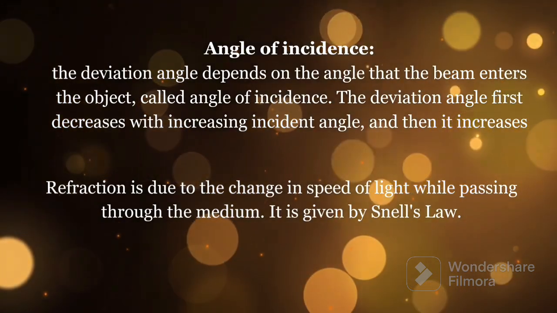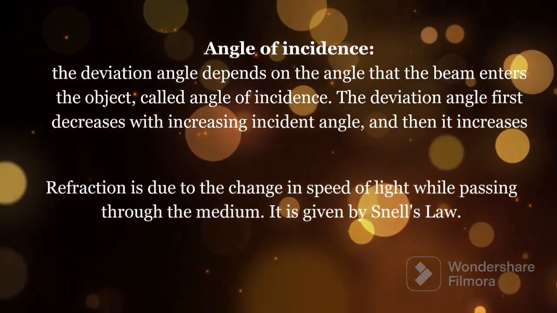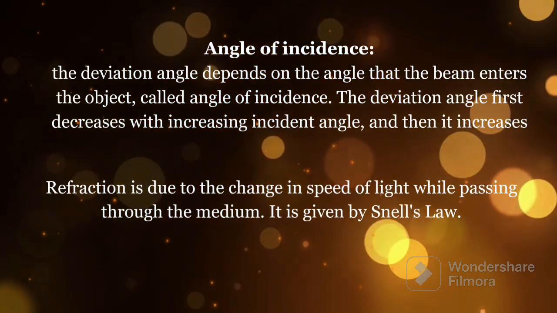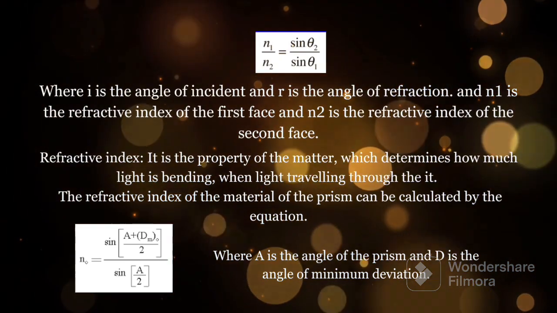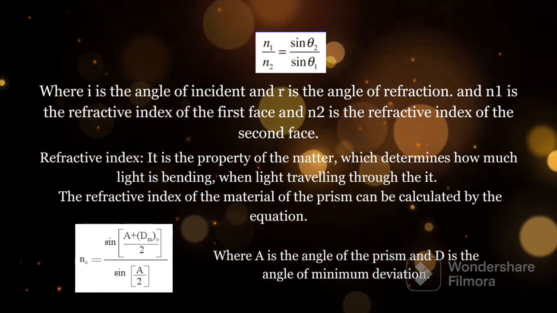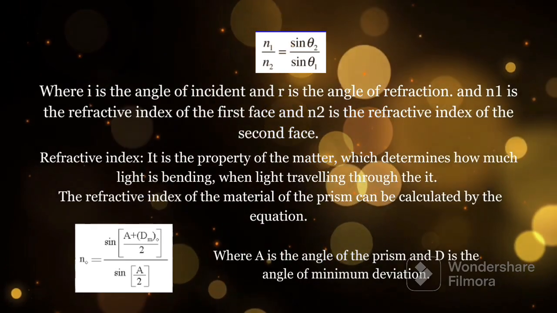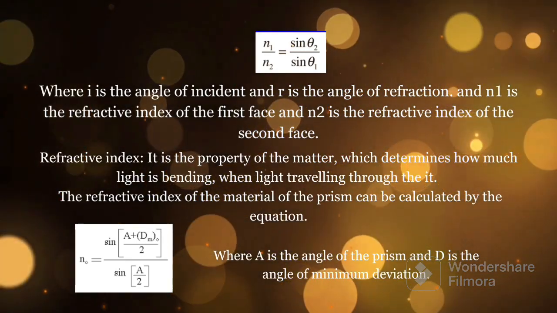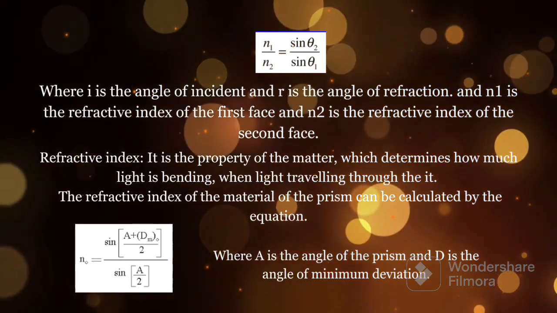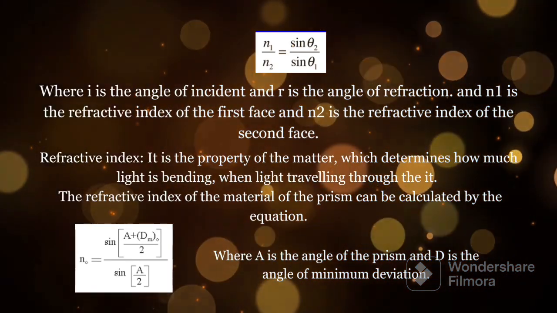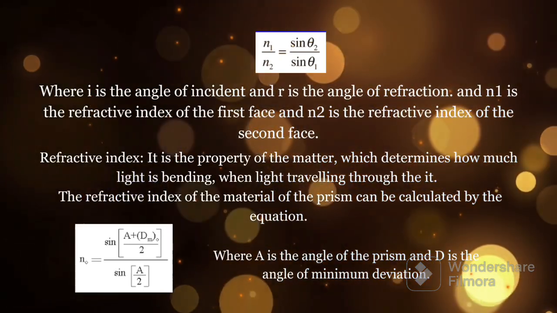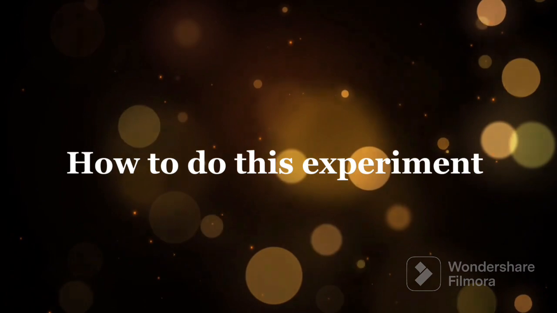Refraction is due to the change in speed of light while passing through a medium, and it is given by Snell's law. That says n1 by n2 is equal to sin theta 2 by sin theta 1, where theta 2 is the angle of incidence and theta 1 is the angle of refraction. The refractive index can be calculated by the given equation, that is mu is equal to sin((A plus Dm) by 2) by sin(A by 2), where A is the angle of prism and Dm is the minimum deviation.